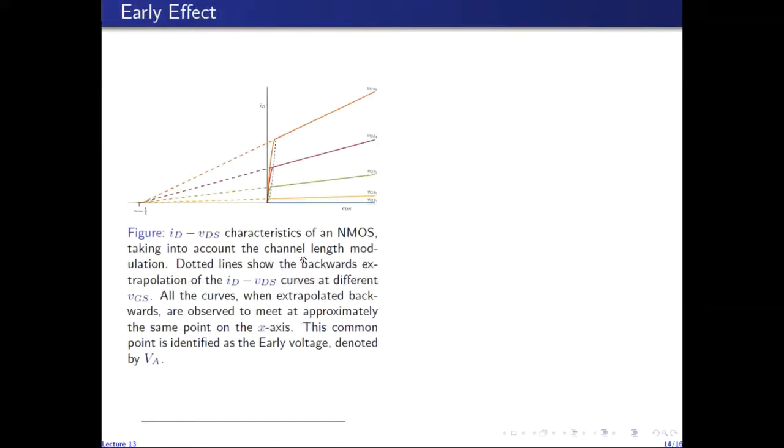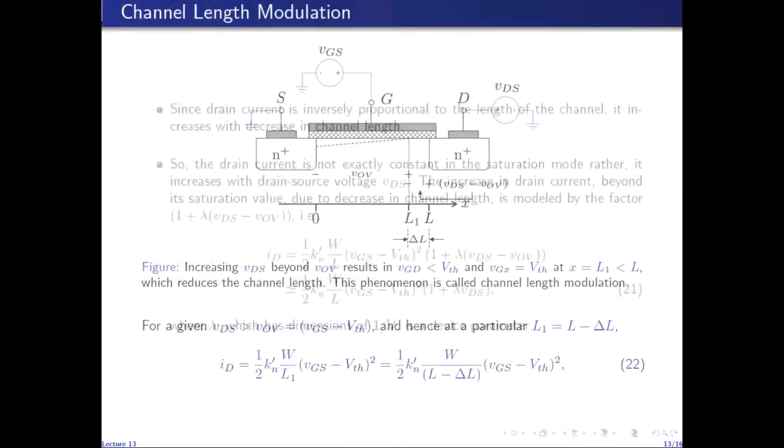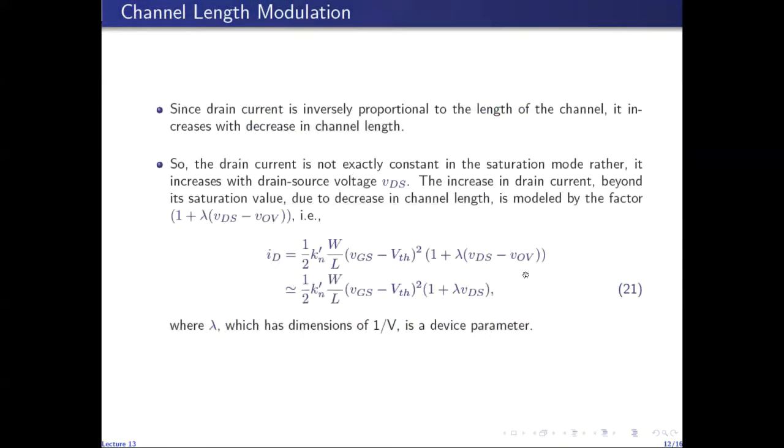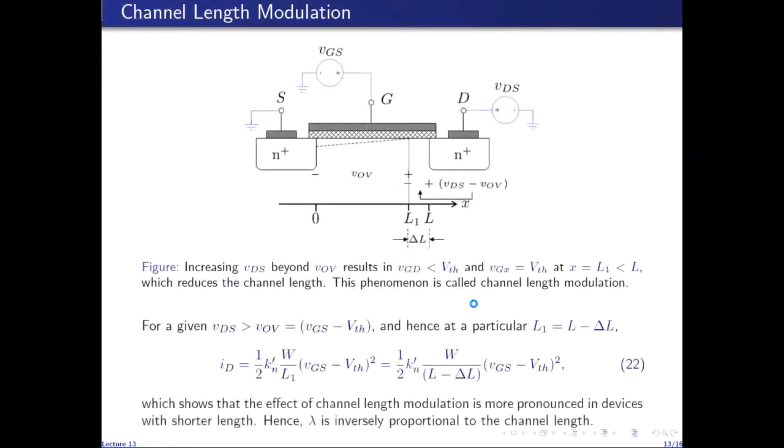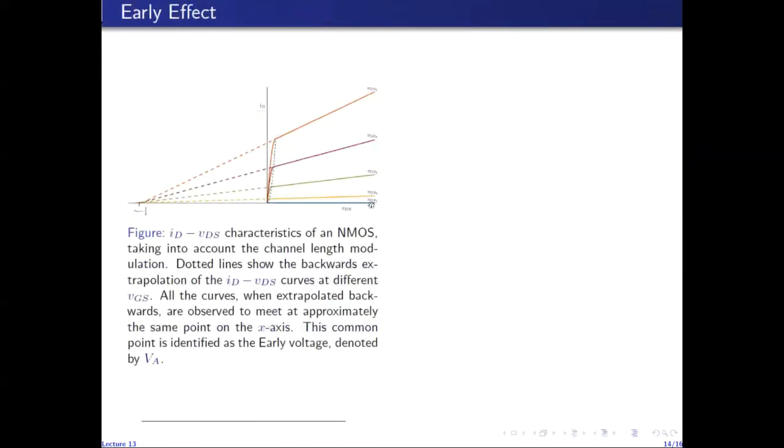So here I've shown the ID-VDS characteristics for different values of VGS, but this time I have taken into account the channel length modulation. So I have plotted this equation here. I've taken into account the effect of the dependence of ID on VDS. By increasing VDS at a fixed VGS, ID can be seen to increase.